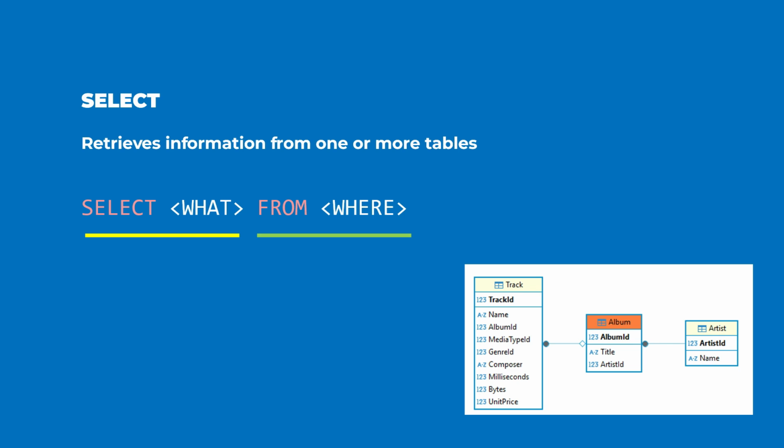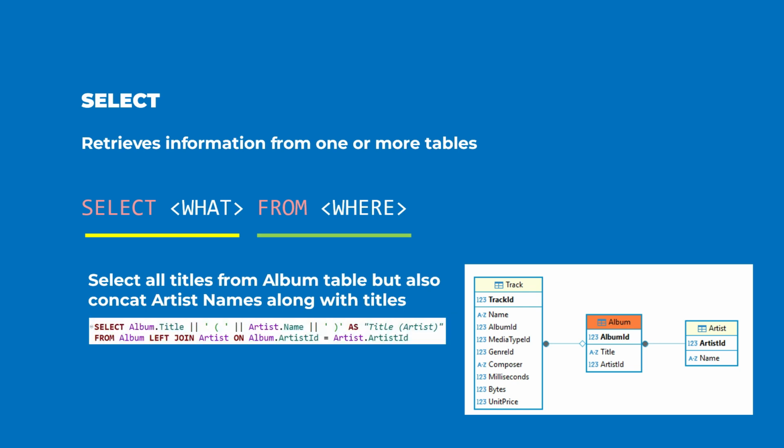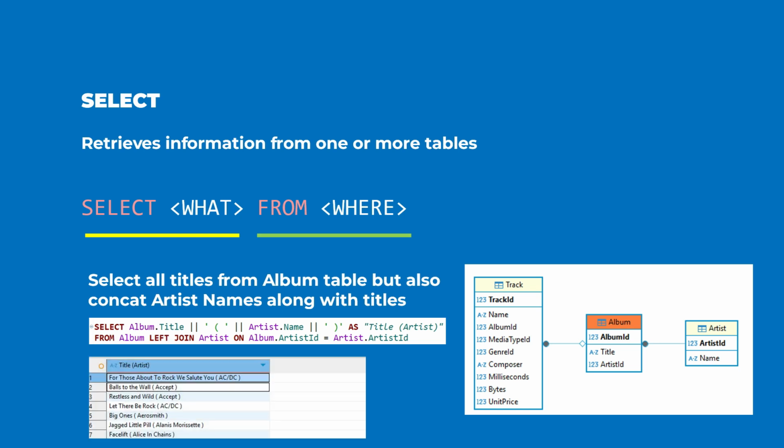Now, what if we are interested in album titles but with artist name? We can use the expression select, and then we use two pipes to concatenate title from album table and name from artist table. Here we rename column as title artist. Here we are using aliases, which are an alternate name for a field or value and are assigned with the as keyword. Then we are doing left join on artist ID field, and we can see the name of the column has changed and the row values are formatted as we wanted.